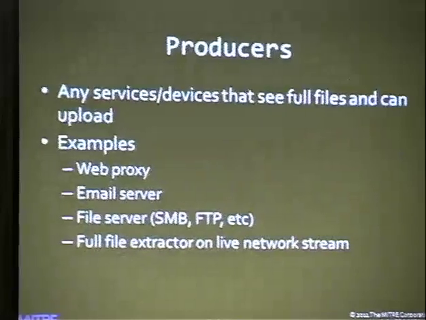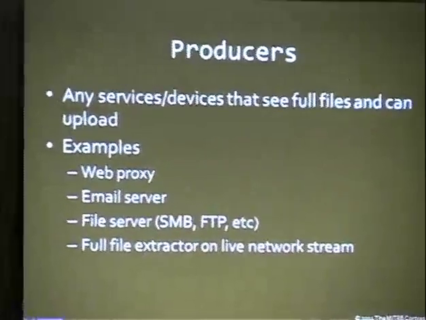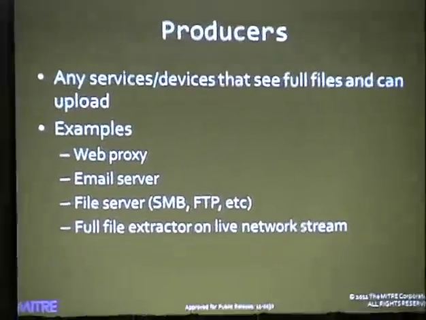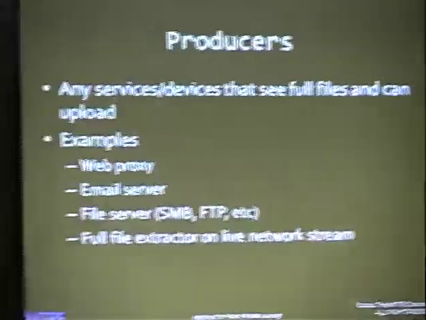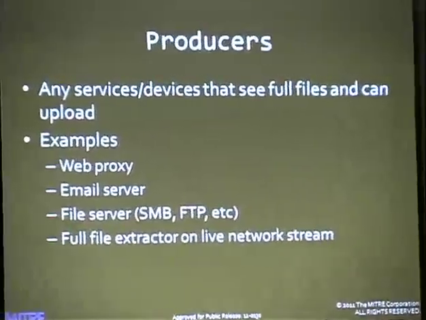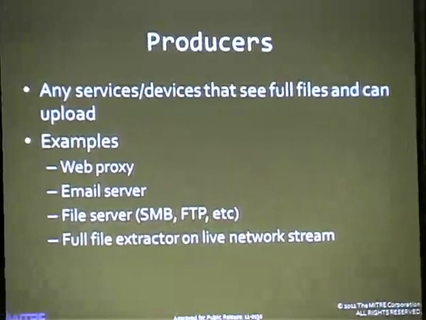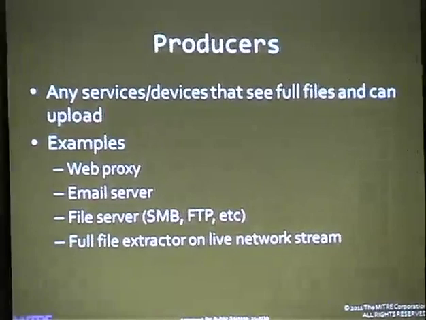We're going on the enterprise service bus model where we have producers and consumers. So in our example, producers are any service or device on your network that can see full files. So for us, that includes web proxy, the email server, that's where all the attachments are coming in, and file servers, as well as full file extraction off of a live network stream or PCAP. So they already exist on your network, you just need to leverage them.